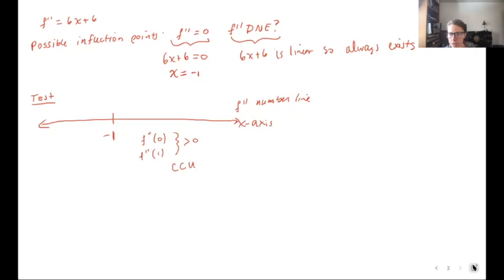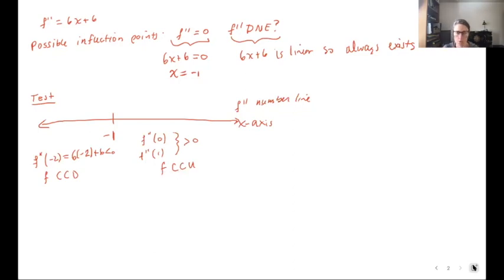I need someone from the first half of the alphabet. Somebody who picked a number smaller than -1. Plug that into the second derivative. Cool. And you get less than 0. So maybe f double prime of -2 would give us 6 times -2 plus 6, which is going to be a negative value. And therefore, the function is concave down. If the second derivative is negative, then the function's concave down.